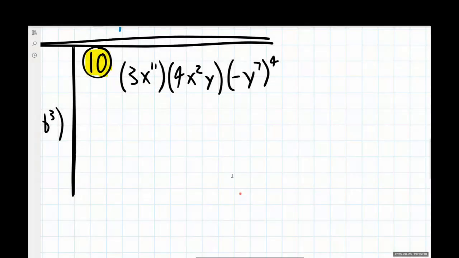All right, and looking at number 10, our last example that we're going to be going through with this material, I have 3x to the 11th times 4x squared y times negative y to the 7th being raised to the 4th power. And we are told to simplify this thing. So simplify means I have to look to PEMDAS and do that first.